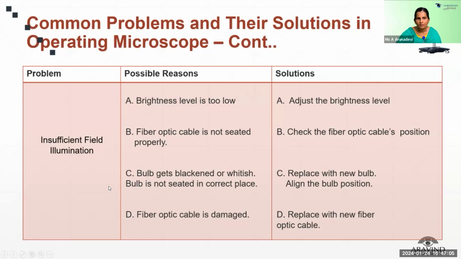Insufficient field illumination. First, we need to check whether the brightness level is too low. Adjust the brightness level and increase it. And sometimes the power cable may not be seated properly. Check the power cable is in the correct position. And sometimes the bulb gets blackened or whitened; replace it with a new bulb. And if the bulb is not seated in the correct place, align the bulb position. And sometimes the fiber optic cable is damaged. Replace it with a new fiber optic cable.